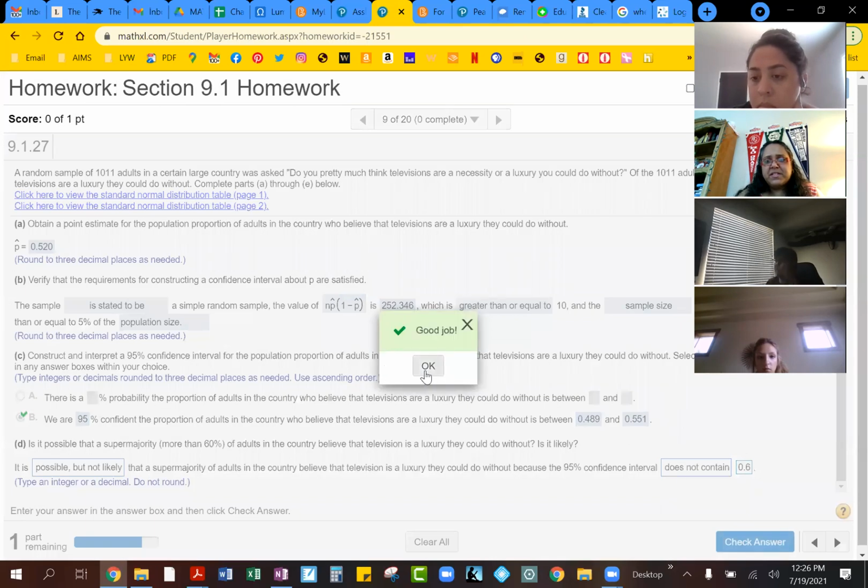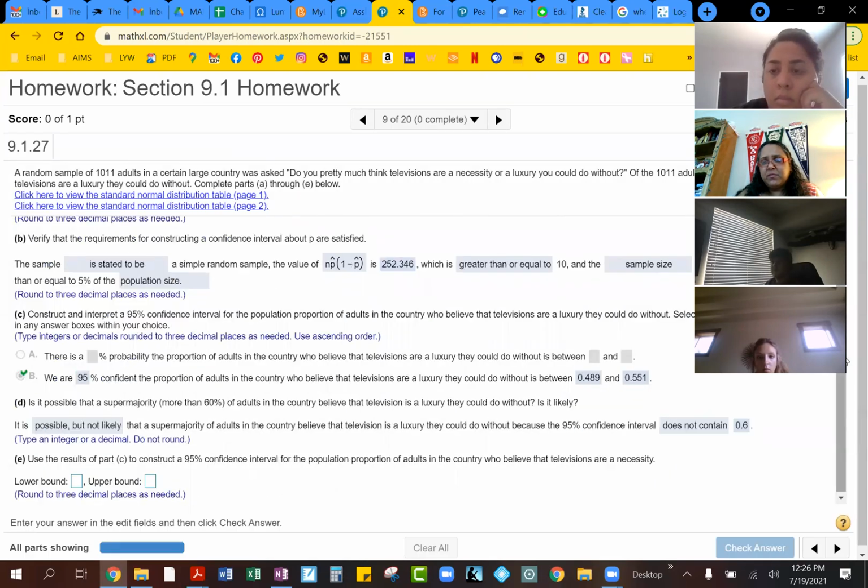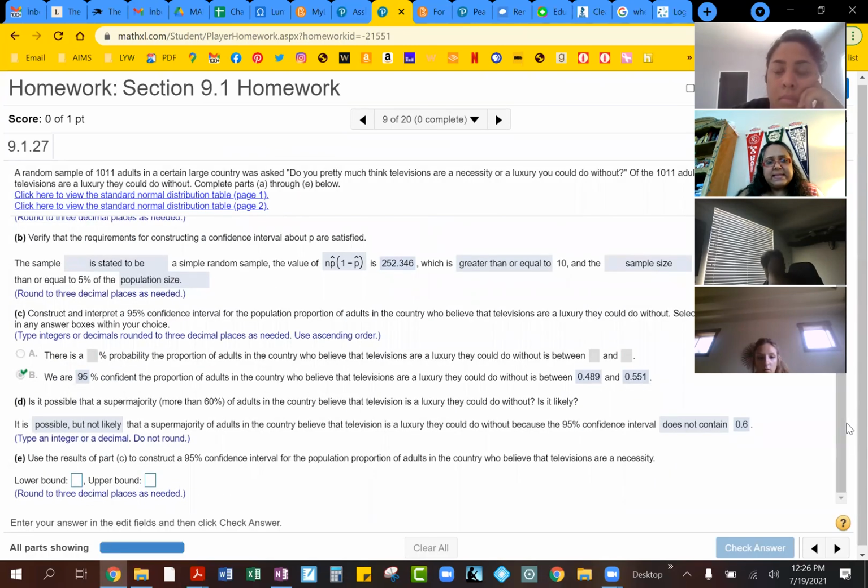And again, remember percentages, we always put them in decimal form. That's why we're writing that 60% as 0.6. And now they want to know, using the results from part C, which is where we calculated the confidence interval, construct a 95% confidence interval for the proportion of adults who believe that the television is a necessity. So remember, this confidence interval is for the people who said we could do without the television.